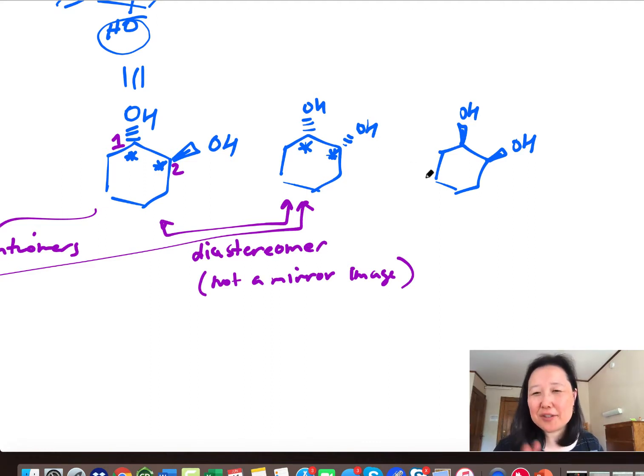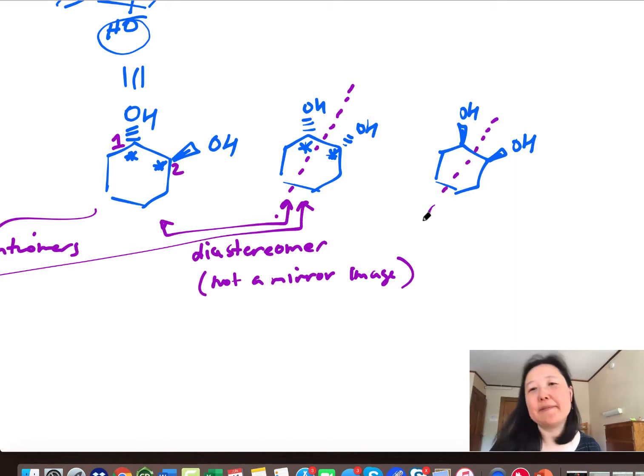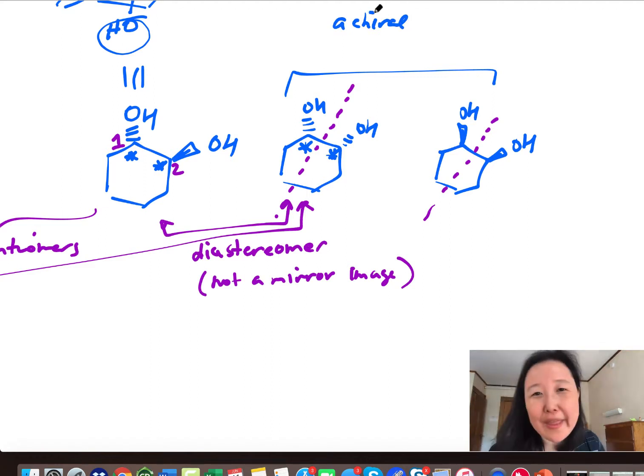And either you can visualize flipping this over, then these both wedges or dashes become wedges, or you might notice that there's an internal plane of symmetry, like that. And because of that plane of symmetry, these are considered achiral molecules. This is one molecule, they're identical, and they're both achiral.